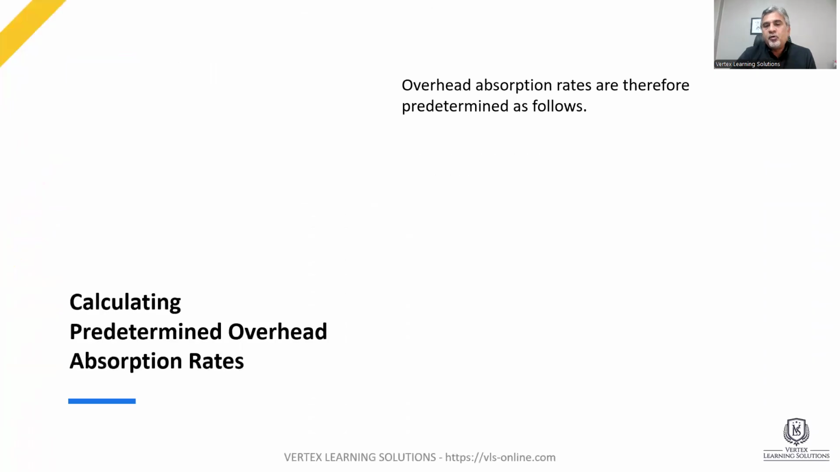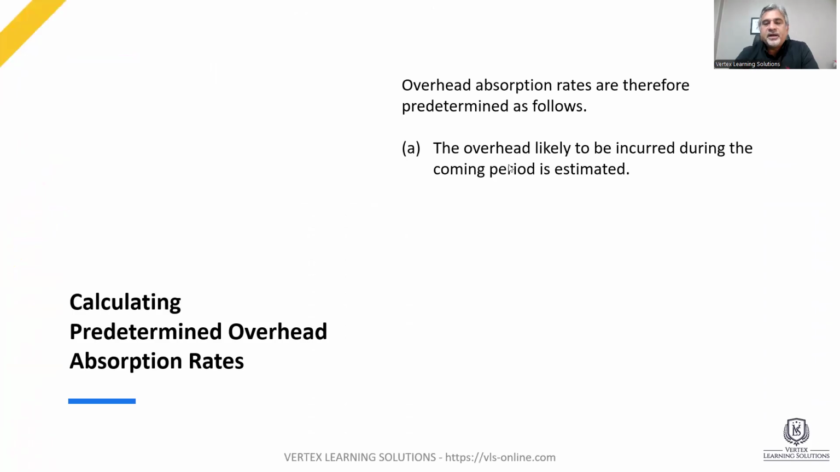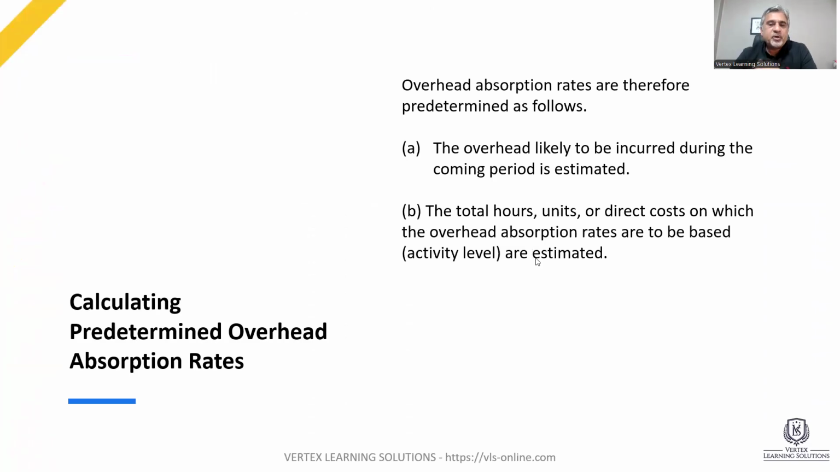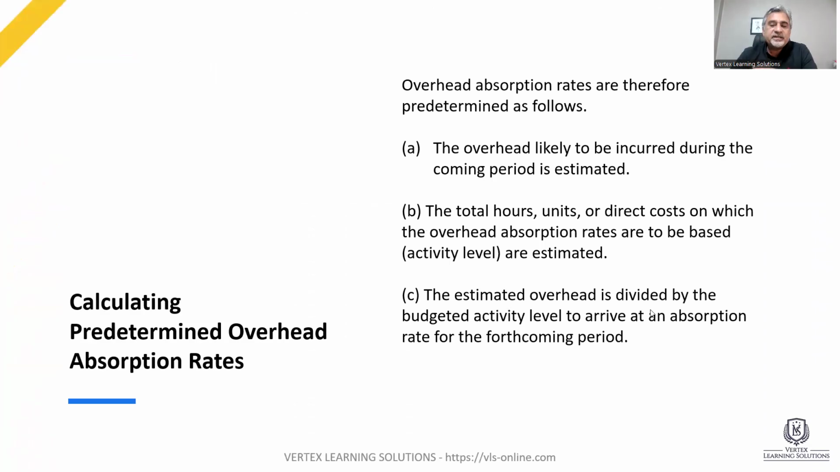So overhead absorption rates are therefore predetermined as follows. The overhead likely to be incurred during the coming period is estimated $5,000, we said. The total hours which you have estimated, like 1,000 hours, we said. And the estimated overhead is divided by this one to get you OAR, $5 per hour. OAR, overhead absorption rate.